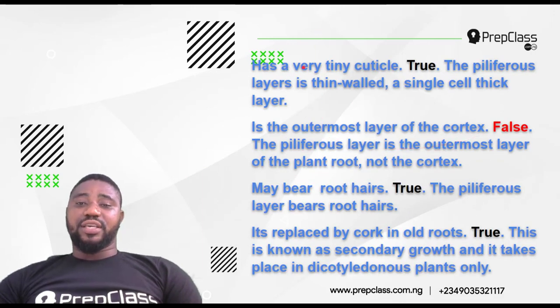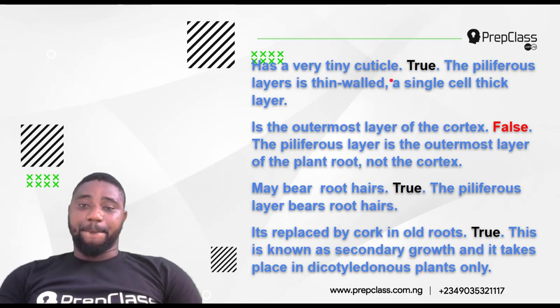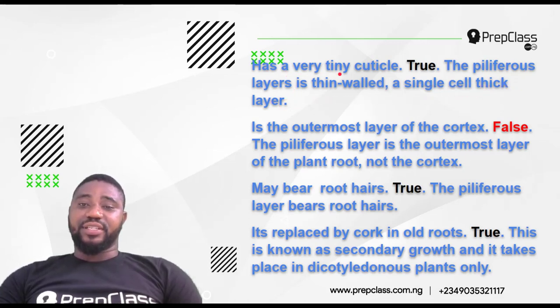So A, has a very tiny cortical. That is true. The piliferous layer is thin walled and is a single cell thick. I should have shown you the internal structure of the root. The piliferous layer is the outermost layer. So it is thin walled and a single cell thick, that is, has a very thin tiny cortical.